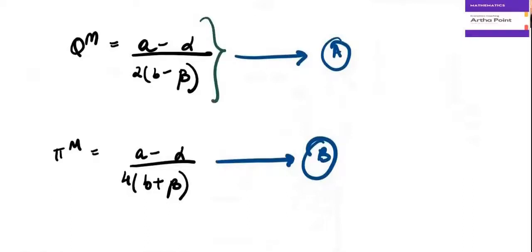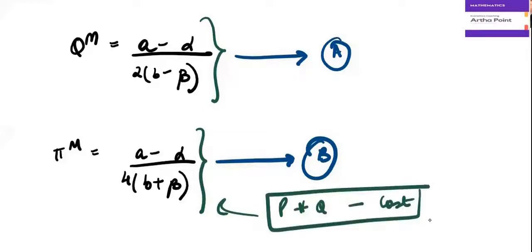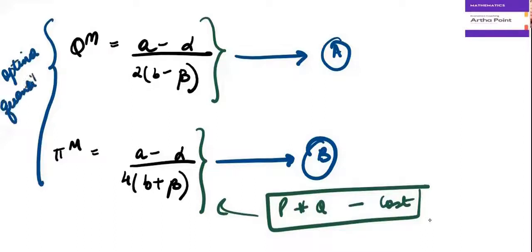And based on that, I have also been able to find my profit. Profit is simple, we know. I just have to multiply price into quantity minus cost, and I will get my profit. Now, this is the optimal quantity of monopoly. We are clear with this much.